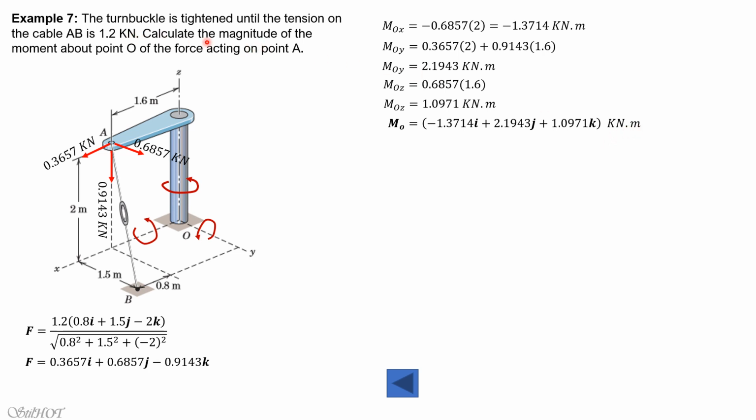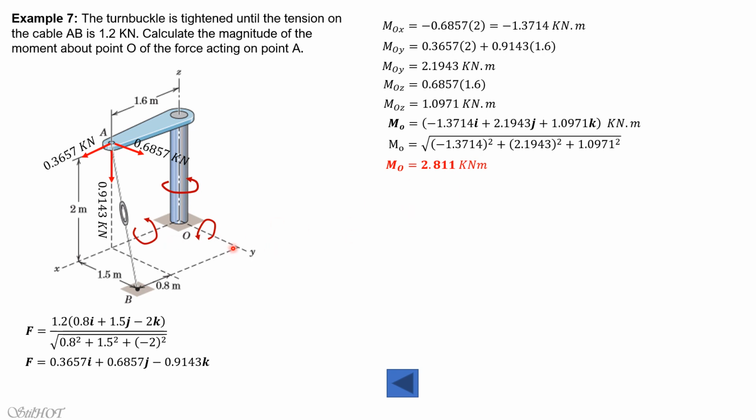But the question is, we have to calculate the magnitude. So the magnitude is the square root of the sum of the squares of these x, y, z components of moments about point O. And its value is equal to 2.811 kilonewton meters. Next, the vector approach.